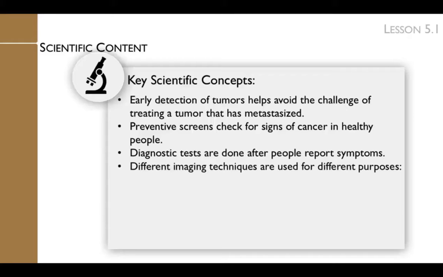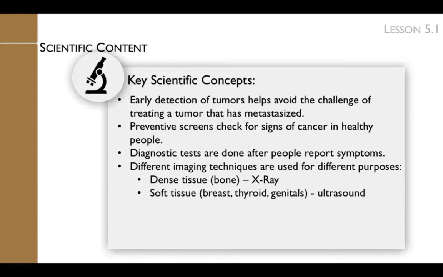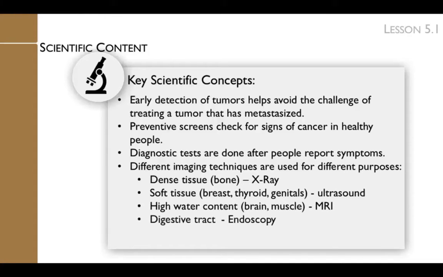Different imaging techniques are used for different purposes. Generally, for dense tissue, such as bone, X-rays are used. For soft tissue, ultrasounds. For tissue with high water content, MRIs. For the digestive tract, endoscopies. And for metastases, PET scans.